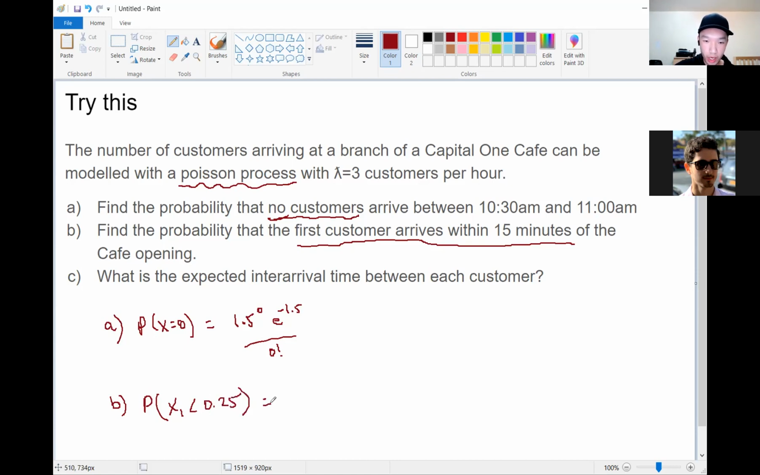For this one, our lambda is actually going to be 3 because we're writing t in terms of hours. So we have to use the per hour lambda. So this is going to be 3 here. It's 1 minus e to the negative lambda times 0.25. Okay. All right, so were you guys able to get 1 and 2? I mean, A and B.